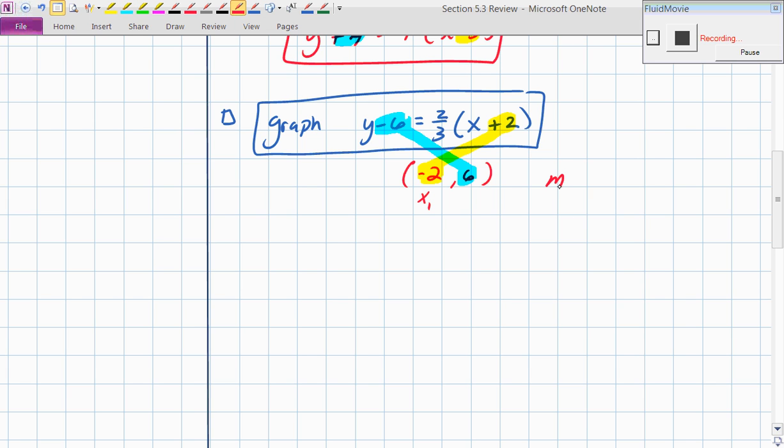Now, what's the slope? Hello? What's the slope? 2/3. Very good. The slope is equal to 2/3. So, to graph this, here's what we're going to do. Go ahead and give yourself a coordinate plane, please.